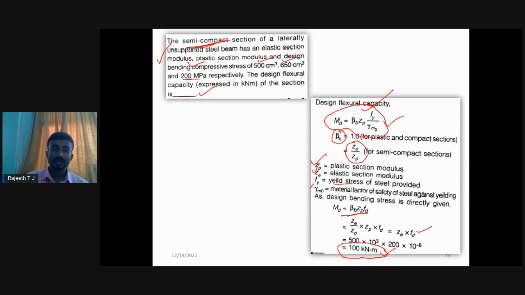So here we need to express the answer in terms of kilonewton meter. Be careful here. Whatever answer you're getting, we should substitute here in terms of kilonewton meter. If you substitute in Newton meter, they won't award any mark here. Okay, the answer here is 100 kilonewton meter. Okay. So next question.